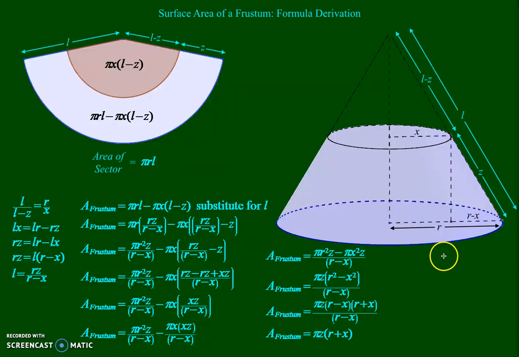And as a final step, to get the surface area of the frustum, you simply add the areas of the bases of the frustum. And so big B1, area of base 1, is pi R squared. Big B2, area of base 2, is pi X squared, which is that radius. And finally, the area of the frustum is lateral area of the frustum plus area of base 1 plus area of base 2.